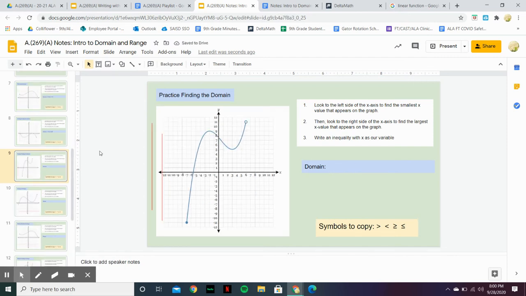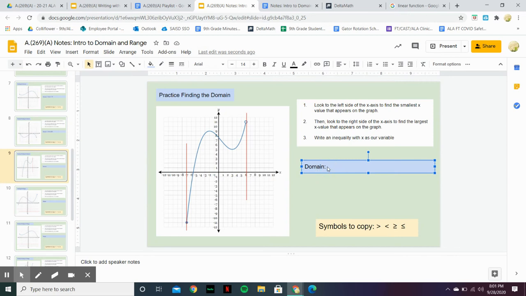Our third and final example of finding the domain. Again, step 1 is to take a red line and look to the left side of the x-axis and find the smallest x value that appears on the graph, and it looks like it is at negative 7. I'm going to take my other red line and move it to the right side of the graph, find the largest x value that appears on the graph, and it looks like it is at positive 6, but this time we have an open circle on positive 6, so I know that positive 6 is not going to be equal to our domain.